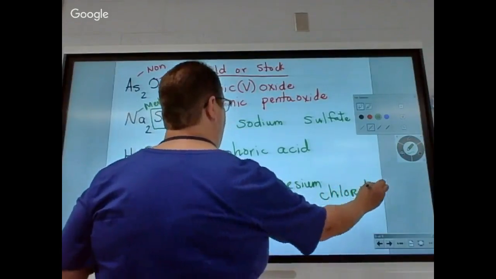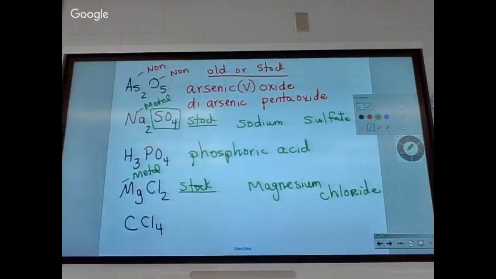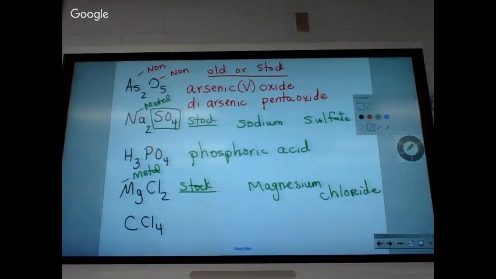And from there, do I need a Roman number? How do I decide? No. All right, Diamond said no. Why? That's right. Magnesium only has one oxidation number. Every time you look it up, it's a +2. There are no exceptions to that rule. Okay? When you look it up, it's a +2.